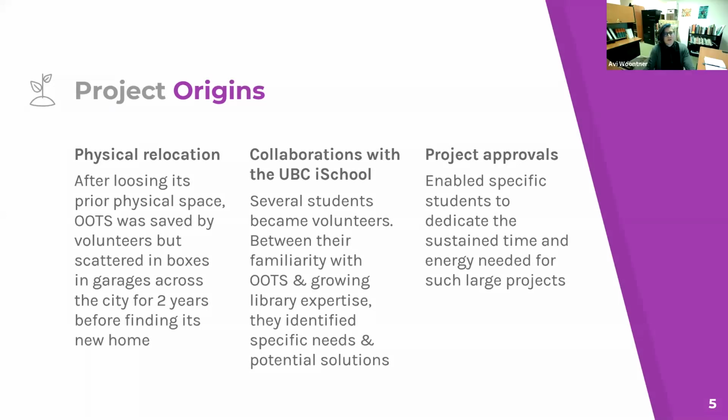So Out on the Shelves started in a community center in Vancouver, and after a while wasn't able to stay in that place anymore. Some volunteers saved the collection, and it was held across various garages and storage spaces for about 2 years, until students at the iSchool offered to bring the library to UBC campus. Volunteers then began to identify some of the biggest needs for Out on the Shelves to grow, and they proposed practicum projects to the iSchool so that students could focus on this work for school credit.